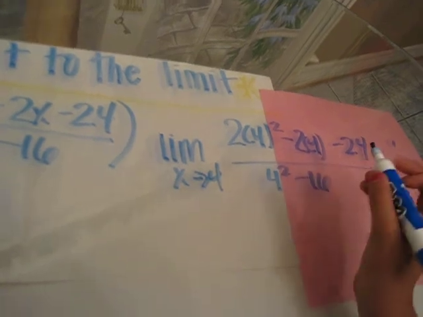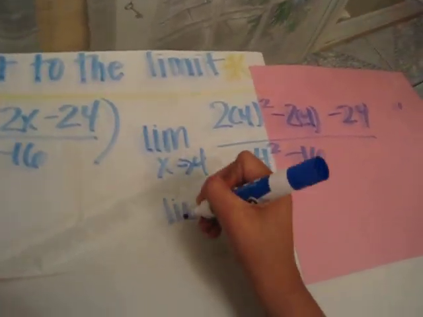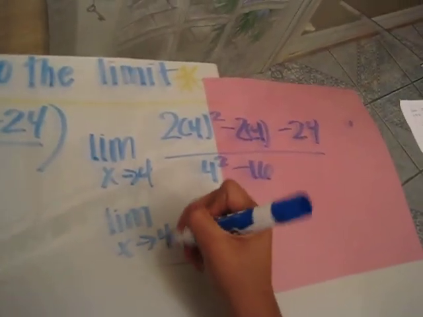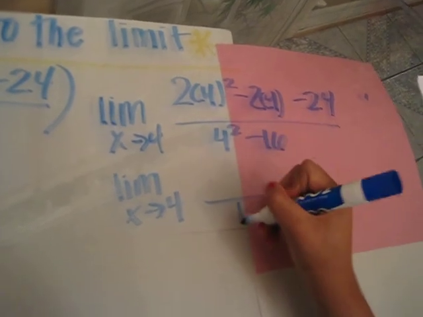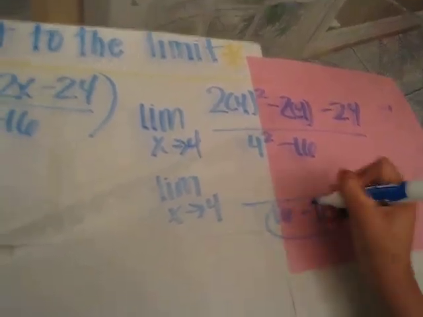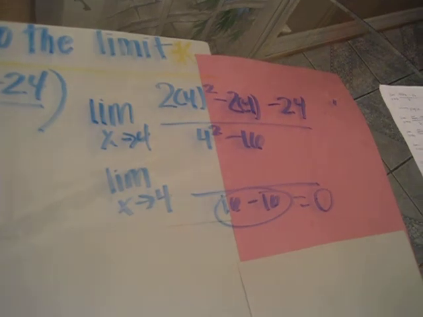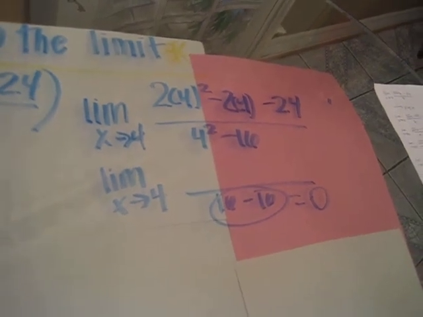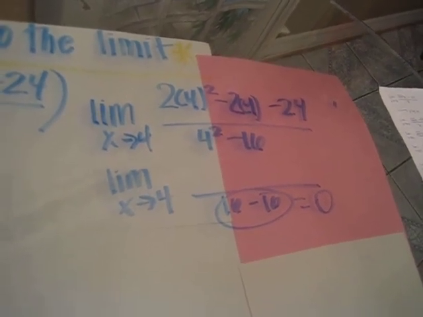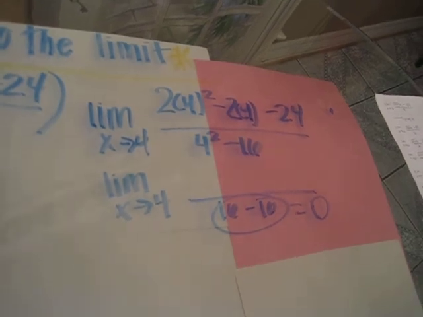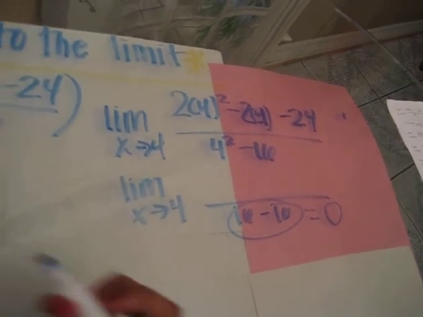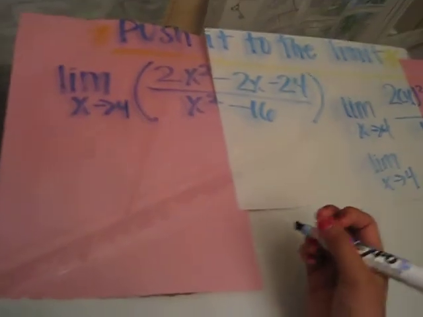Now you want to start with your denominator because that would be your signal to go on with algebra or continue plugging in. So 4 squared is 16, minus 16. Uh-oh, this gives you 0. So what does this mean? Time to use some algebra. So we're going to go back to our original problem and get started with our algebra.